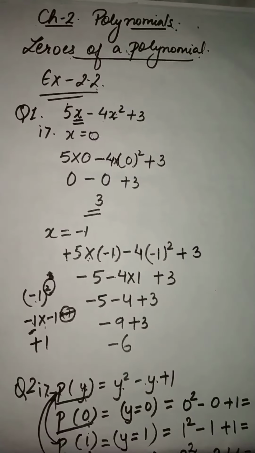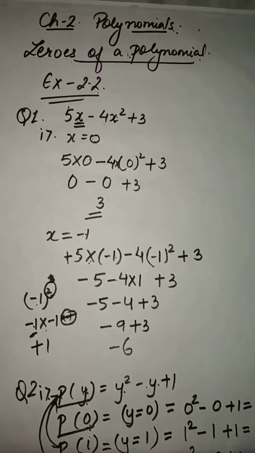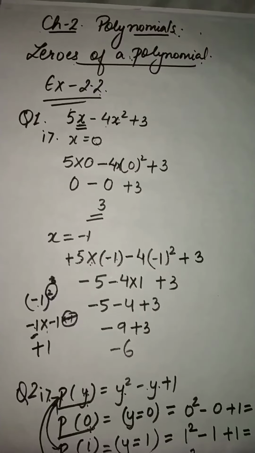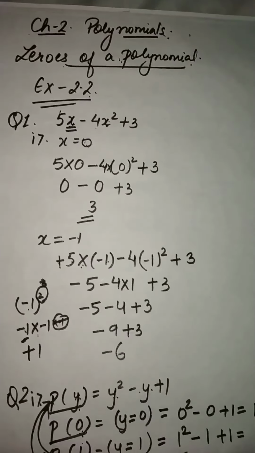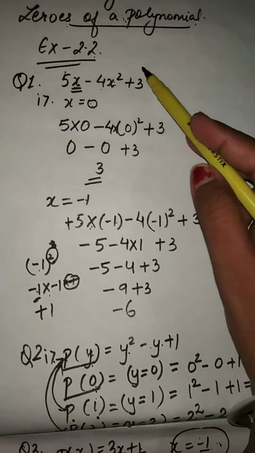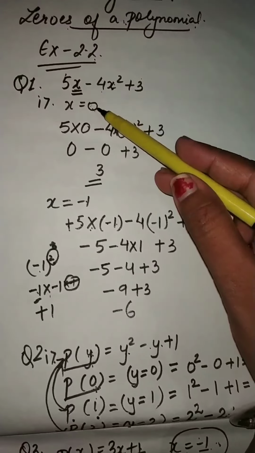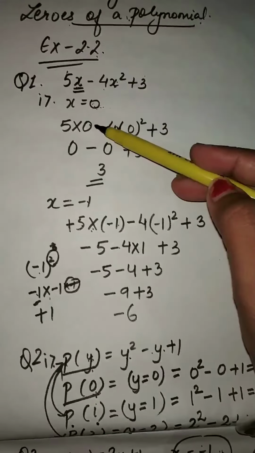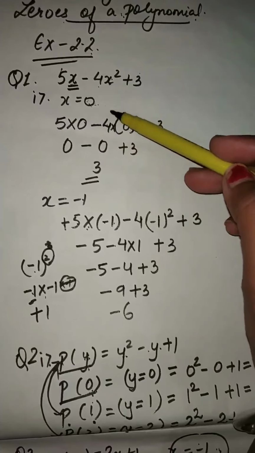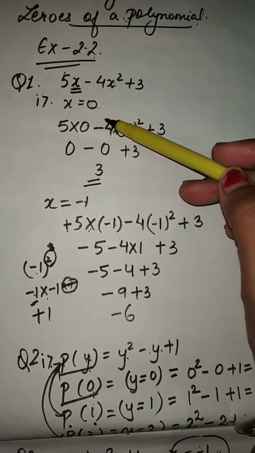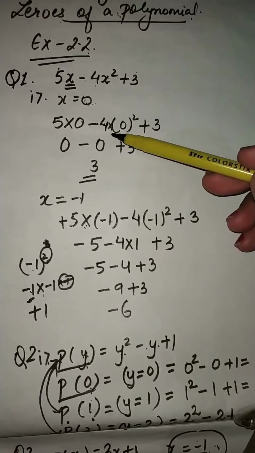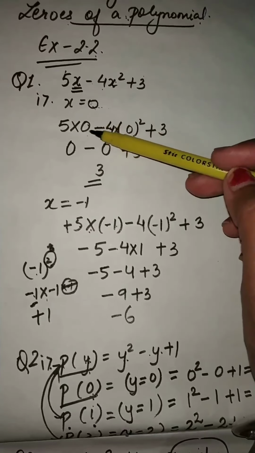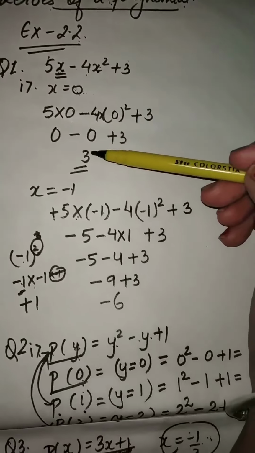In question number 1, we are asked to find the value of the expression 5x minus 4x square plus 3, and the value of x is given as 0. So simply we have to put the value 0 in the above expression, instead of x we write 0. So we will get 3 over here, and you all know how to solve this one. Now come to the next one.